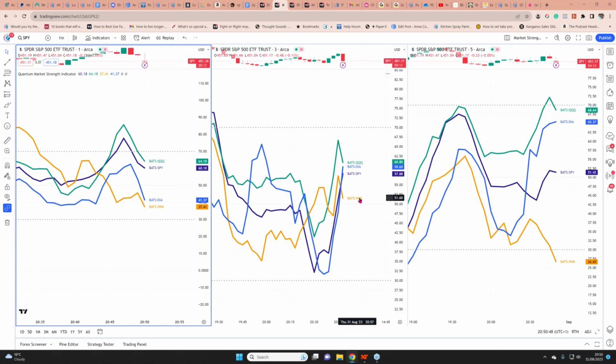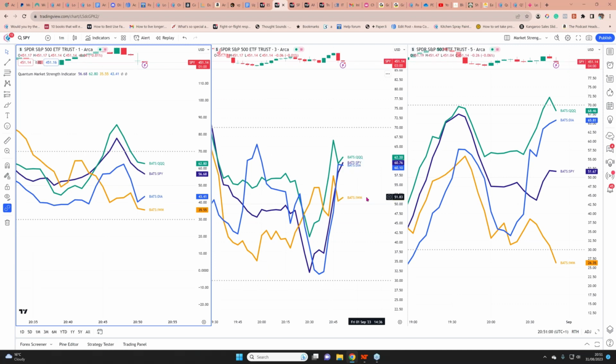Whatever the Russell is doing, if the Russell is strong, then it's telling you that there is strength in the equity market, because the Russell is high risk. It's much higher risk than the others in terms of the stocks that are involved with it. Therefore, if the Russell is showing good strength, then the chances are the other indices will also be showing a positive sentiment as well. So it's a key index to keep an eye on.